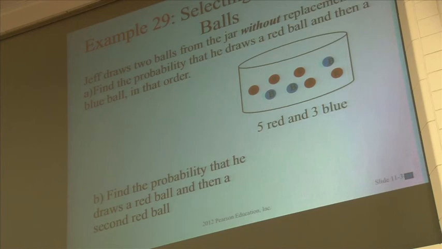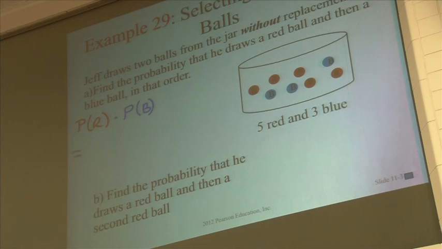More balls and jars. Here we go. Two parts to it. Find the probability that Jeff draws a red ball and then a blue ball in that order. So, we would take the probability that he draws a red ball, R, and then we multiply it times the probability that he draws a blue ball. I'm color coding just for you.